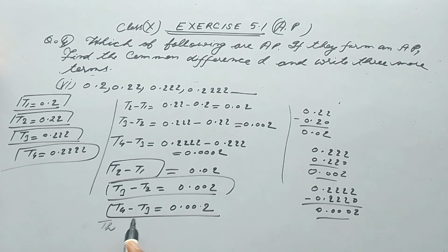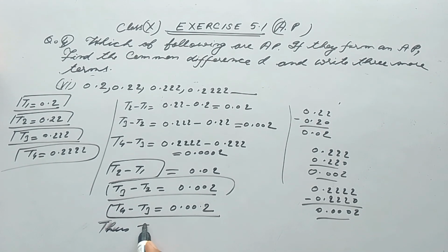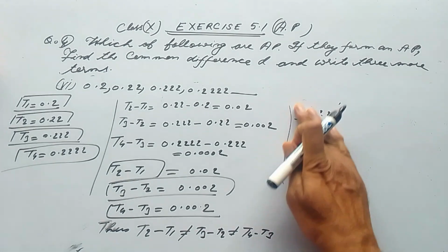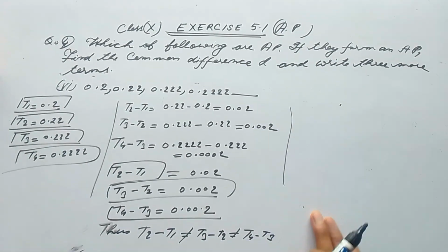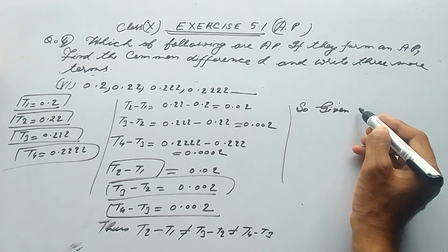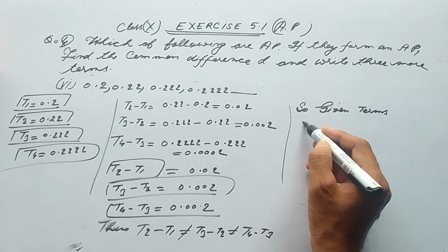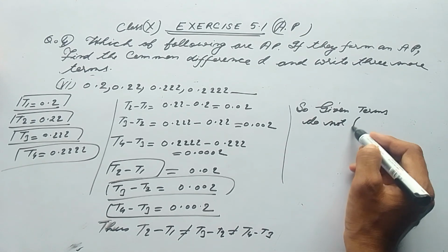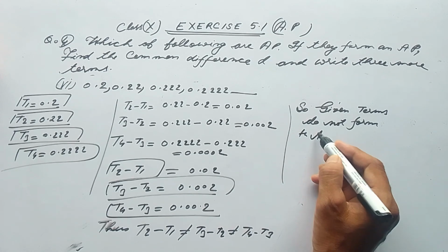Thus T2 minus T1 not equal to T3 minus T2 not equal to T4 minus T3. So given terms do not form an AP.